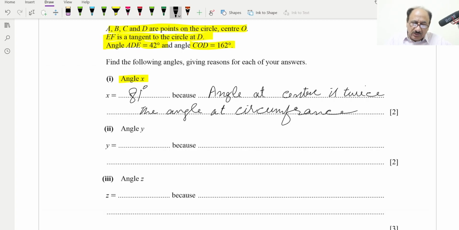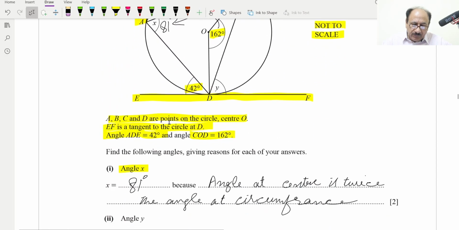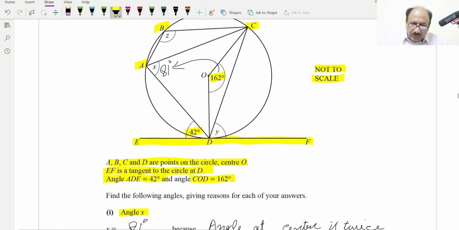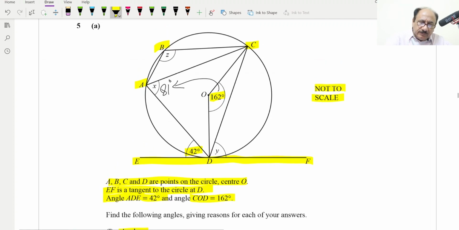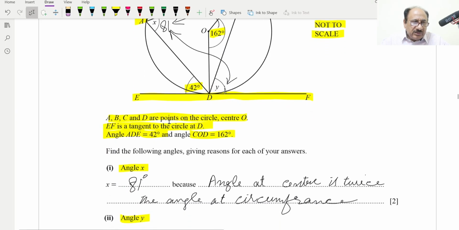So this is basically 2 marks. 1 mark will be for the angle and 1 mark will be for the reason which you will have to provide. And next is angle Y, which we have to find. So angle Y will be which one? Okay, this one. Angle Y will be the same as this 81. They are corresponding. What will be the reason which we will be writing for the angle?